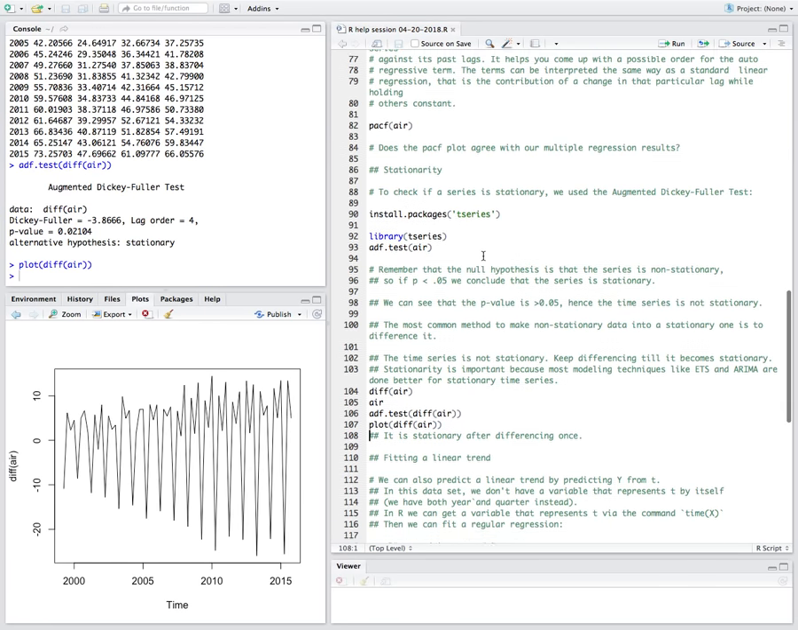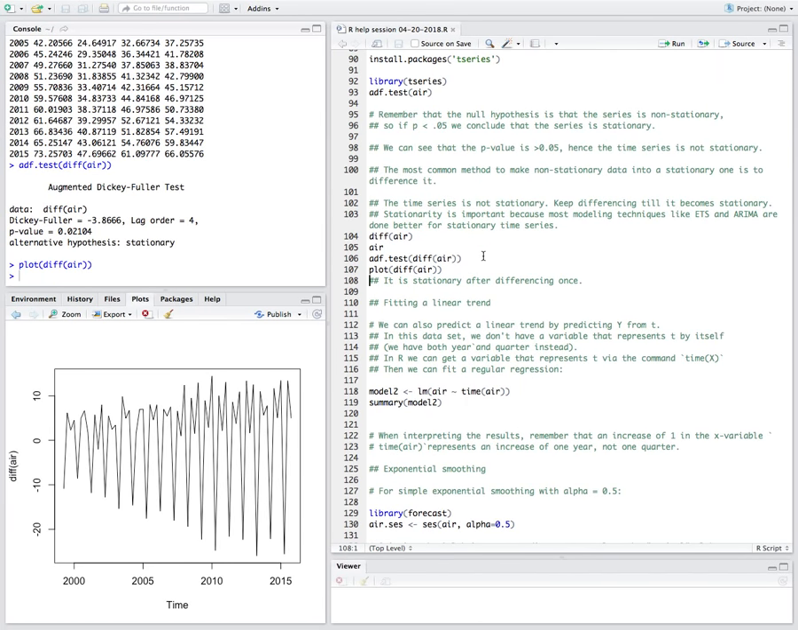Perfect. Okay, any questions on this, the ADF test, or on stationarity of data? Okay, we'll move on to the next.